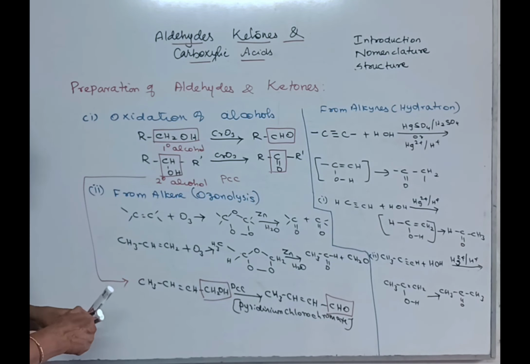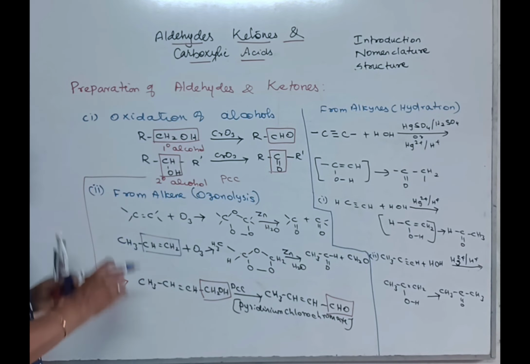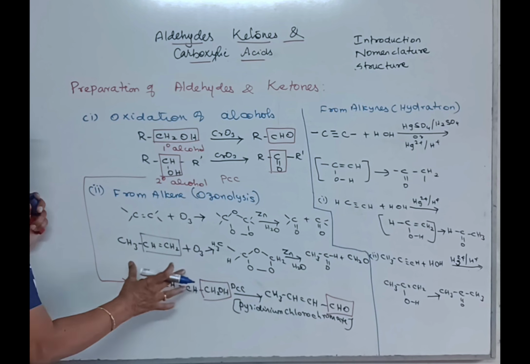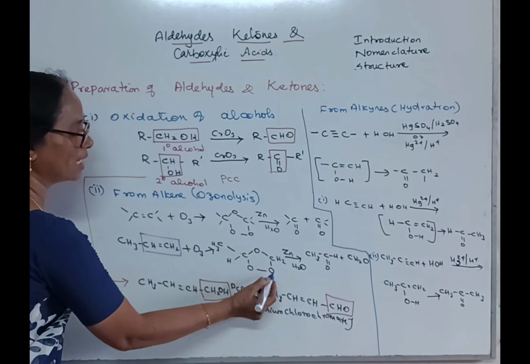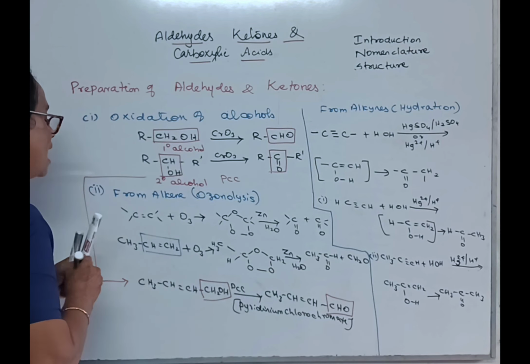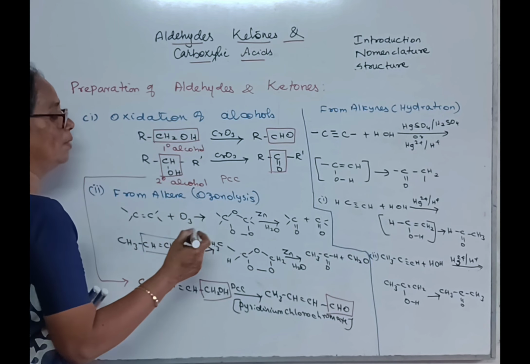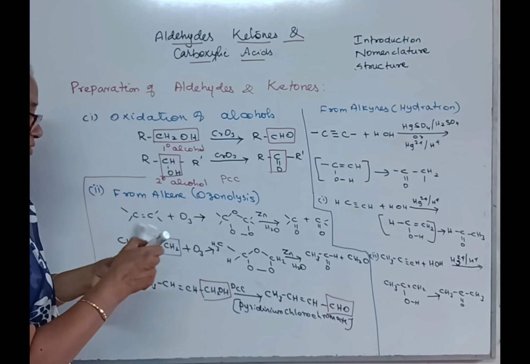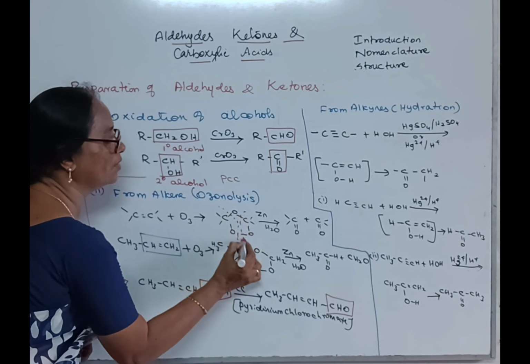The ozonide can form only at the carbon-carbon double bond, and all other groups will be substituents of the doubly bonded carbon. So I have this ozonide structure. One carbon has CH3 and H, and the other carbon has two hydrogen atoms. So how will the bond break? We discussed all this in the hydrocarbon chapter itself. Once again, I will give it to you.